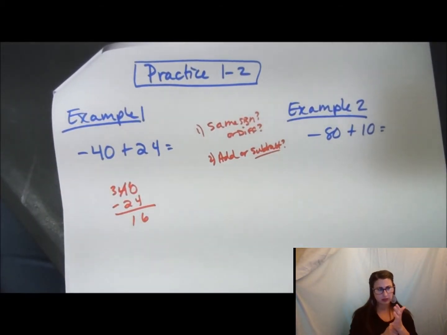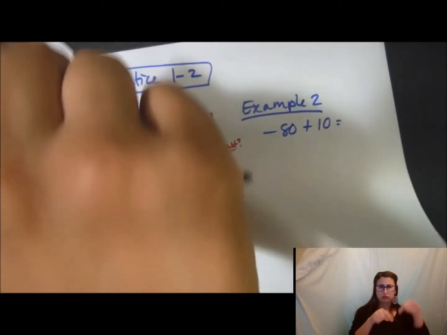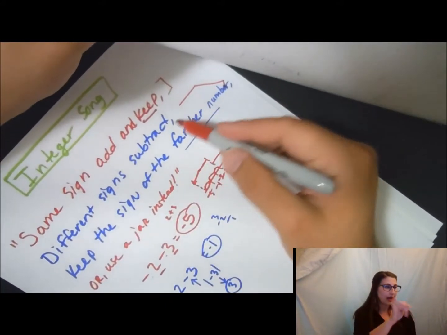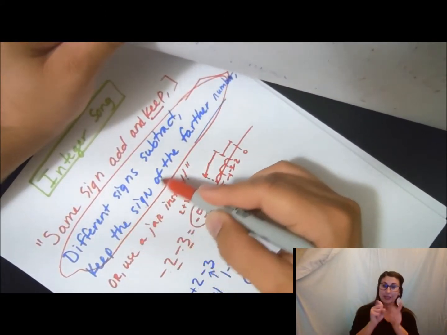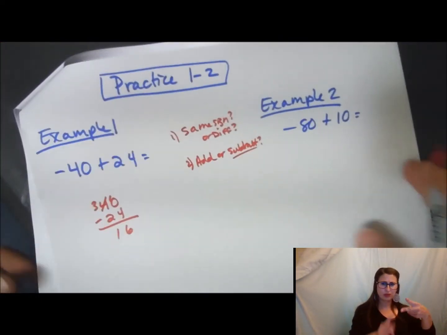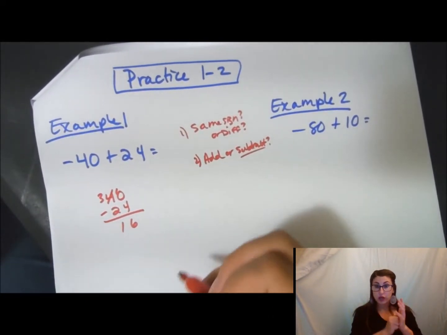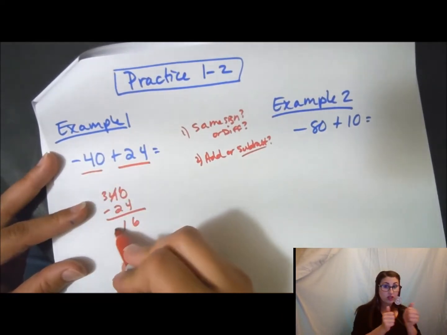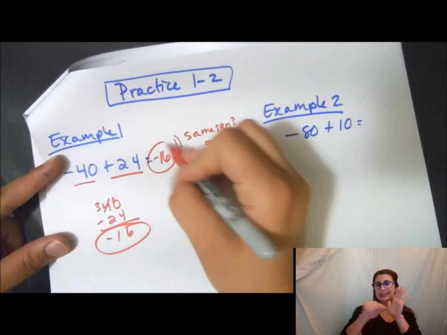Remember, the subtraction has another part. That's why it's in blue. If you look back at the song. All right, this part, different sign, subtract, keep the sign of the further number. Those two lines are in the same color because they go together. So you don't just subtract, you also got to take the sign of the further number if you're subtracting. The further number away from 0 is negative 40, so your answer is negative 16. Okay, so this makes negative 16.